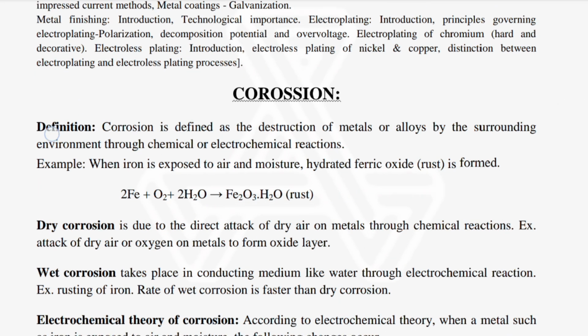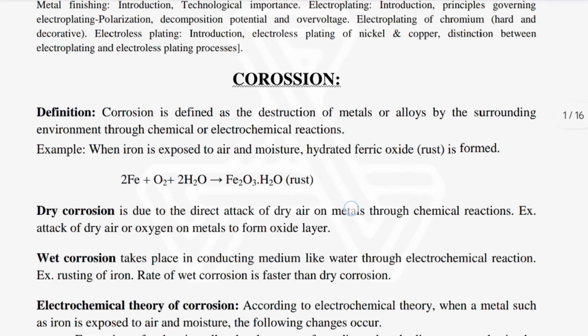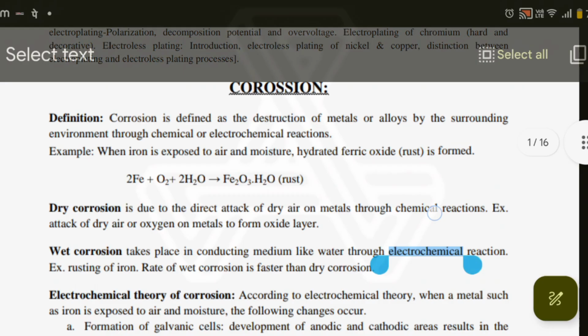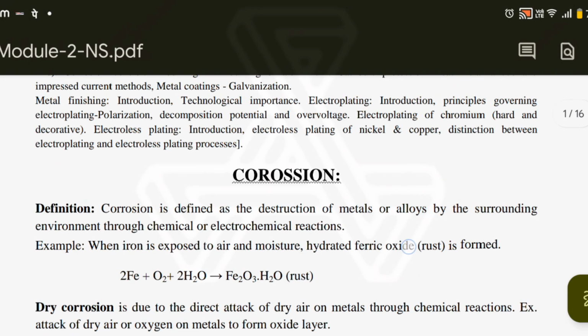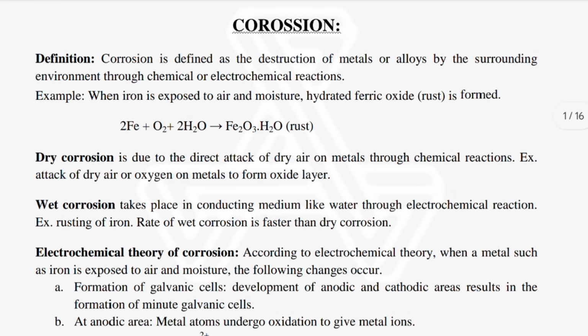Metal finishing: Introduction. Technological importance. Electroplating: Introduction. Principles governing electroplating: polarization, decomposition potential and overvoltage. Electroplating of chromium, hard and decorative. Electroless plating: Introduction. Electroless plating of nickel and copper. Distinction between electroplating and electroless plating process.